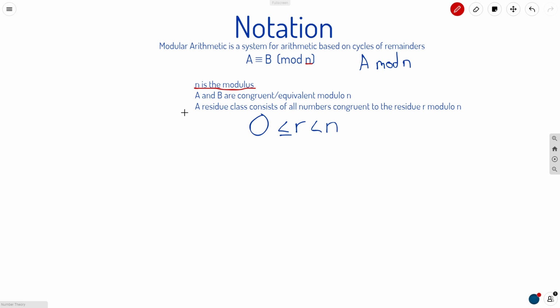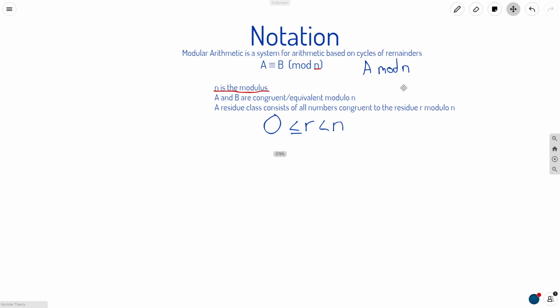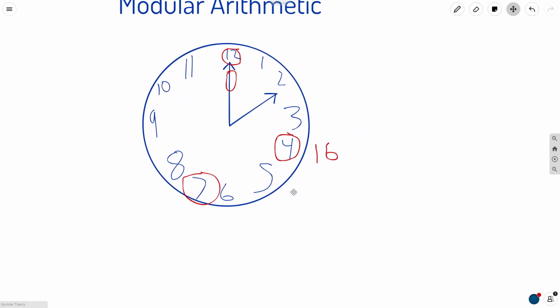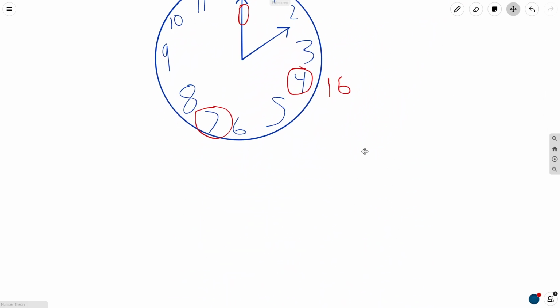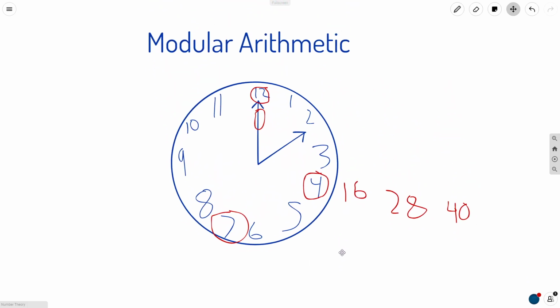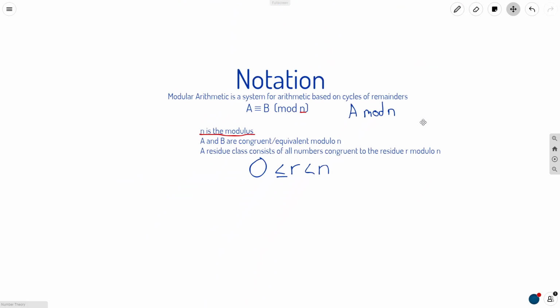We also say a residue class consists of all numbers congruent to that residue mod n. So for example, 4 and 16 form a residue class, and we can go on and on. We could have 28, we could have 40, essentially all multiples of the mod plus or minus that residue give us our residue classes.